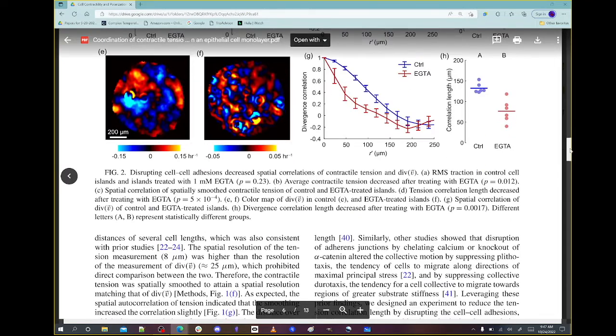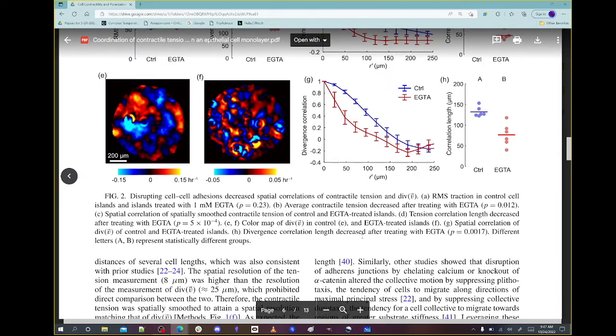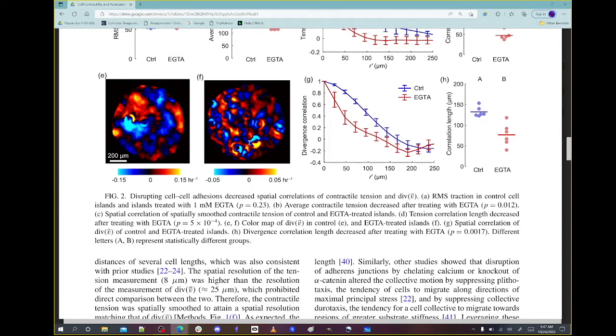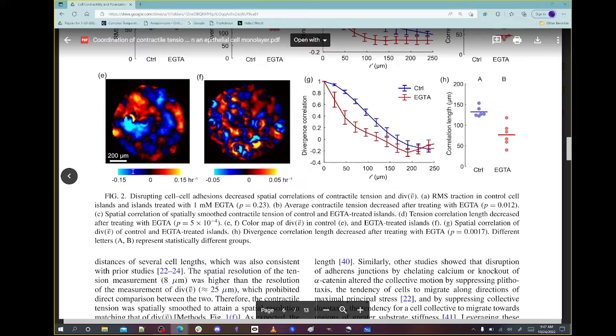Then this is of course E and F, where you have these different islands that are treated. So you have the control versus the treated, and you can see it's a mosaic. It's not exactly in one spot versus another. So they're in different patches in the culture.